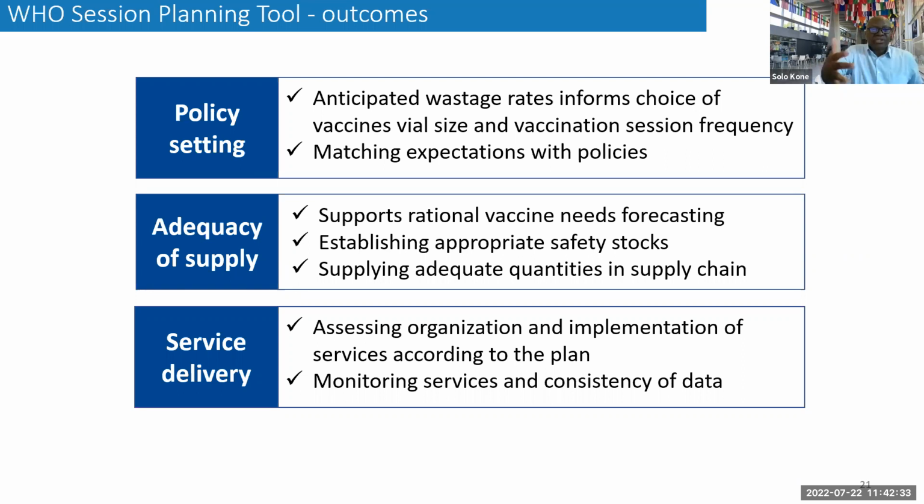The second is adequate supply. Because it supports national vaccine forecasting on a rational basis of how you are implementing services, it will calculate the vaccine need subsequently. And it also establishes the appropriate safety stock levels. We all know that we are just estimating, safety stock is 25%. But it's based on what? This tool will give you the rationale for the appropriate safety stock level. And then finally, it supplies adequate quantities based on the forecast, to supply all the levels.